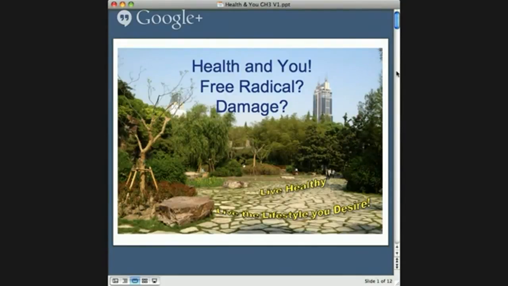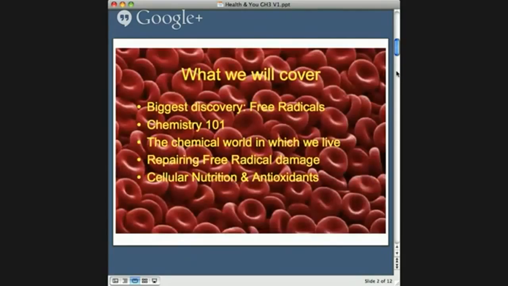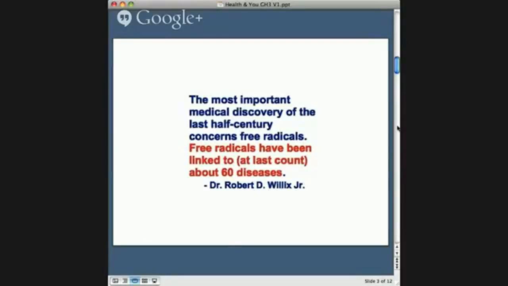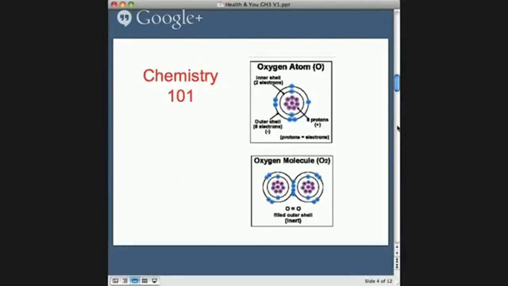So, what are free radicals? What I'm going to cover is the biggest discovery, free radicals. Chemistry 101, so you can understand what they are and how they're caused. What causes them, repairing them, how we go about that, and nutrition, antioxidants. So Dr. Wilkes said the most important discovery in medicine in the last half century concerns free radicals. Free radicals have been linked at last count to 60 diseases, of which cancer and Alzheimer's are just 2 of them. So what are they?